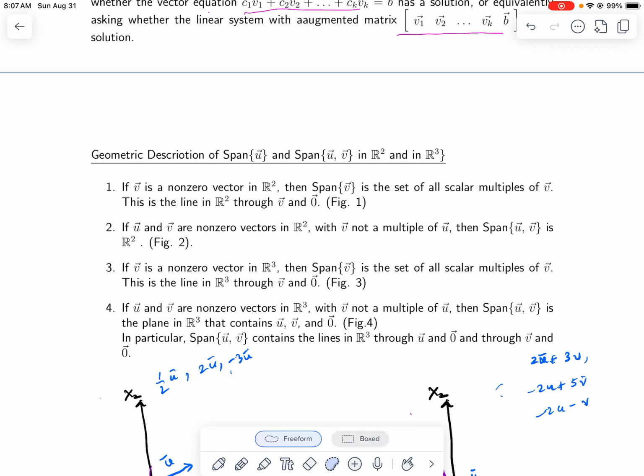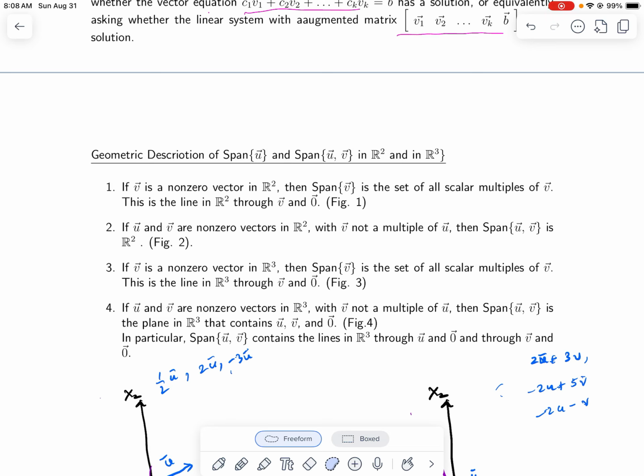Now the next thing is the geometric description of span. So we just saw what span of v1, v2, up to vk means. It means the collection of all the vectors that can be written as a linear combination of the given vectors v1 up to vk.